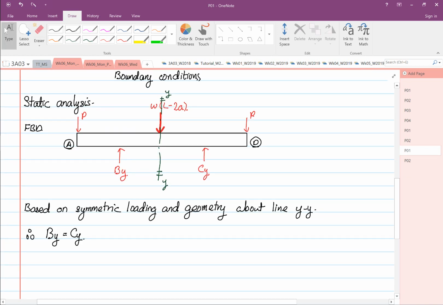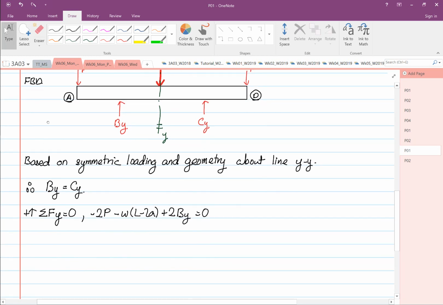Okay, so on this stage, we do static analysis. I mentioned about forces, and the sum of forces in Y is equal to 0. So you have minus 2P minus omega times L minus 2A plus twice BY is equal to 0. Then we know that BY is equal to CY is equal to P plus omega over 2 times L minus 2A.